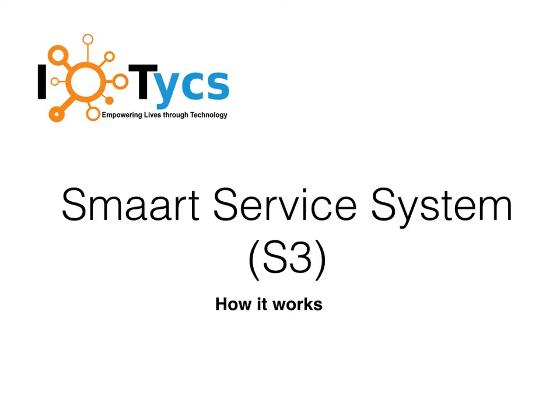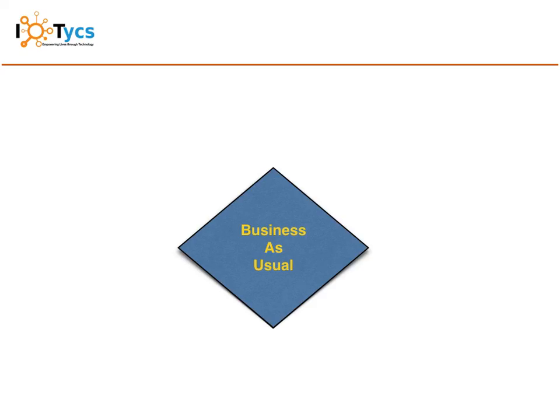Today we'll be discussing the Smart Service System and its working model. Let's first look at the business as usual scenario by the appliance service providers. Here we have taken an example of how an AC service provider does AC services for its customers. The same scenario can be applied for a fridge, a washing machine, or a mixer service provider.